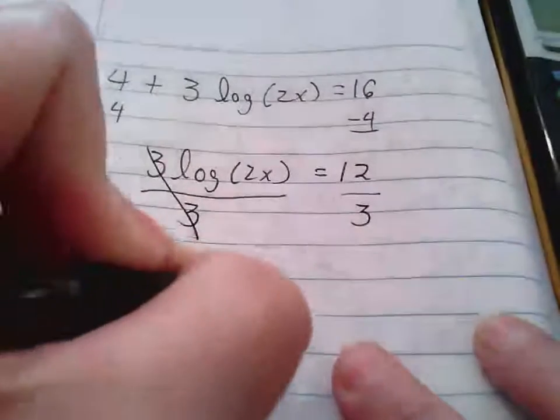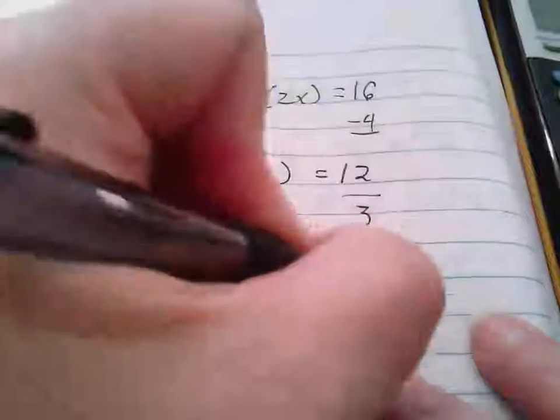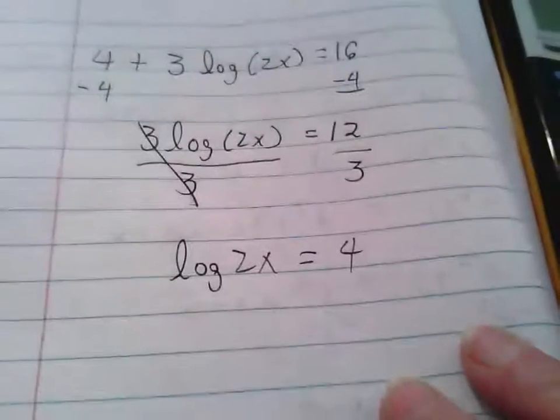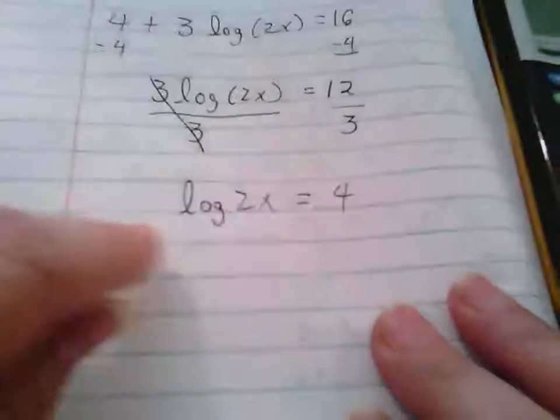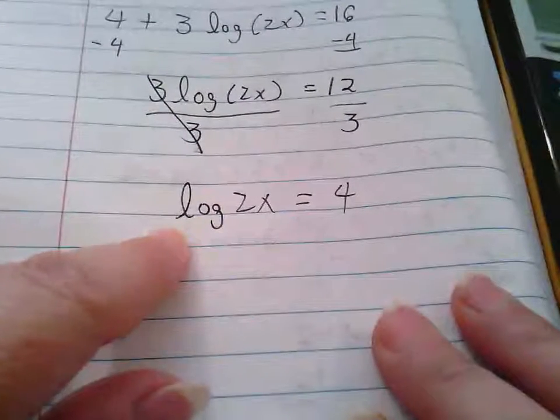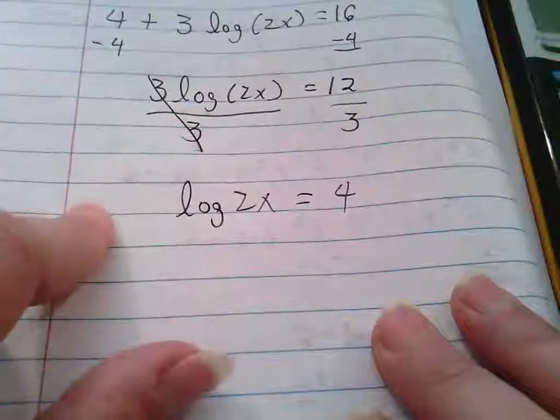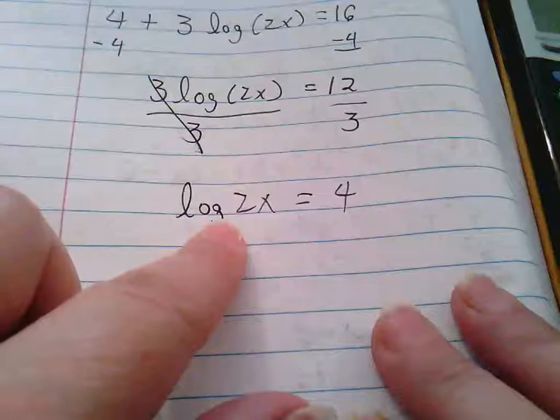So I've got log of 2x. Like I said, you don't have to write the parentheses, but you can. Log of 2x equals 4. Well, how am I going to do this one? Now that I have everything away from the log that I can possibly get away from it, I don't have a coefficient in front of it, and I don't have anything added or subtracted to it. Now I'm going to change it to an exponential.